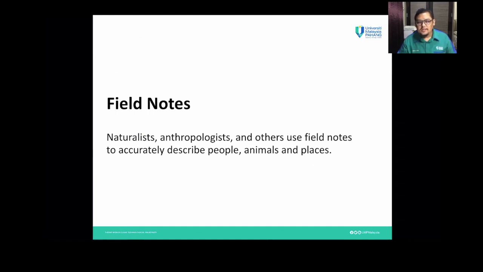Another one is what we call as field notes. Naturalists, anthropologists, and others use field notes to accurately describe peoples, animals, and places. For example, if you can remember the late Anthony Bourdain, who likes to travel and taste delicacies around the world, so he used field notes to express, or in fact to describe the food that he has eaten.